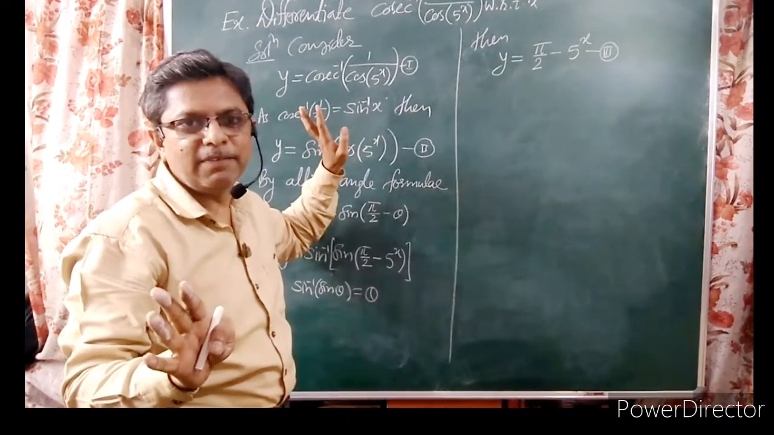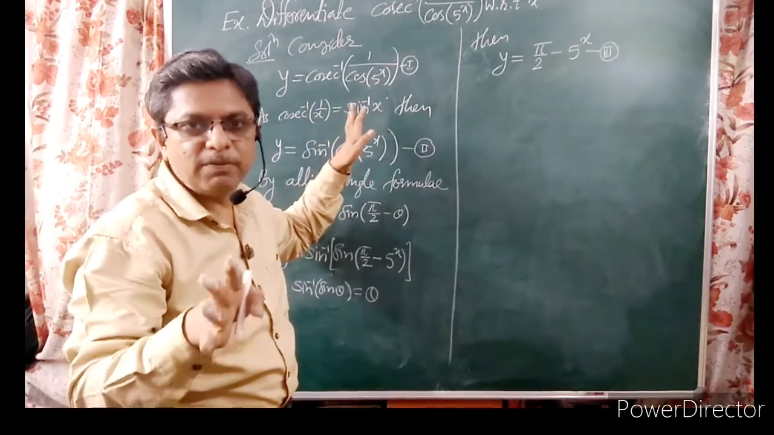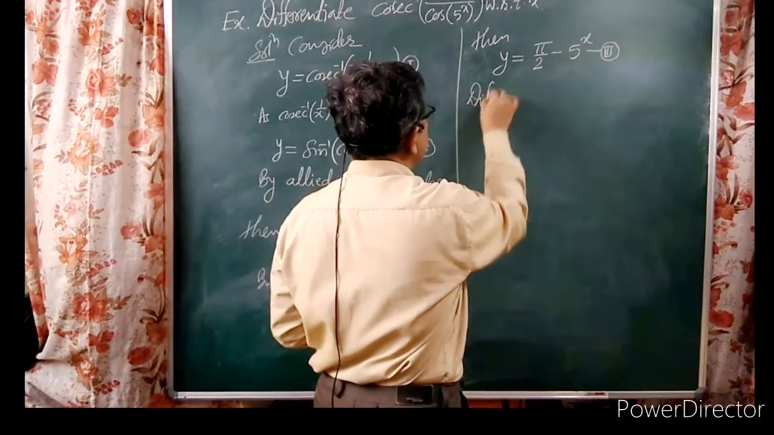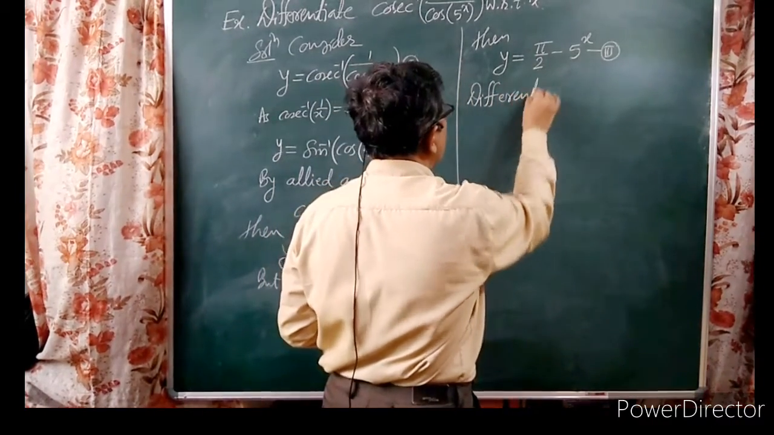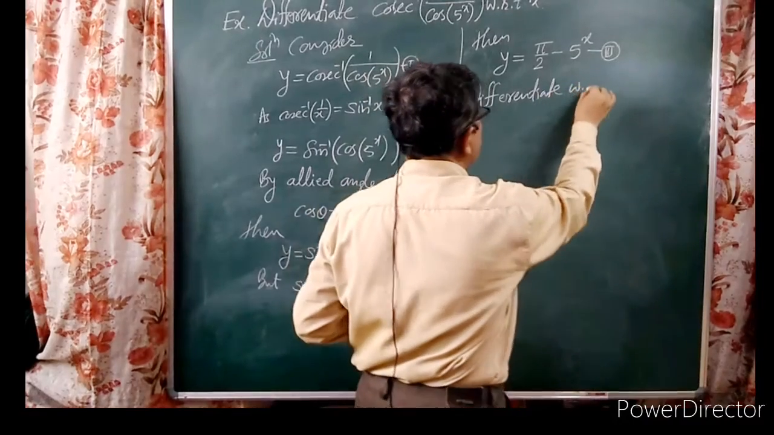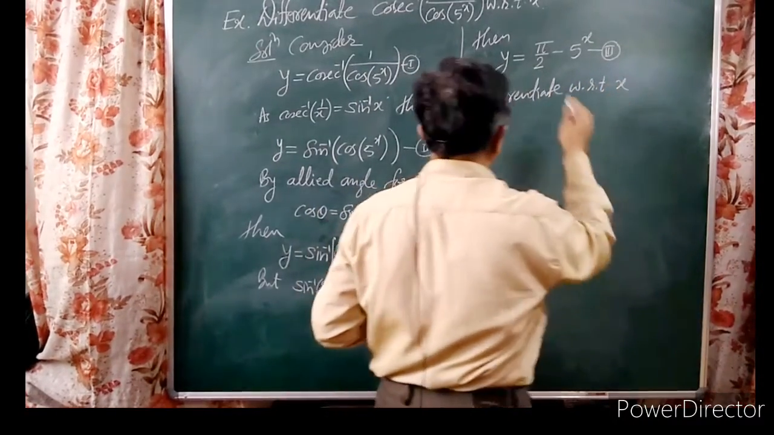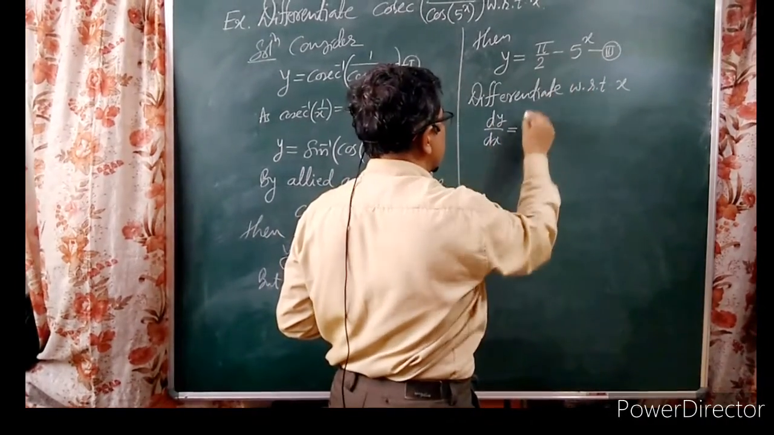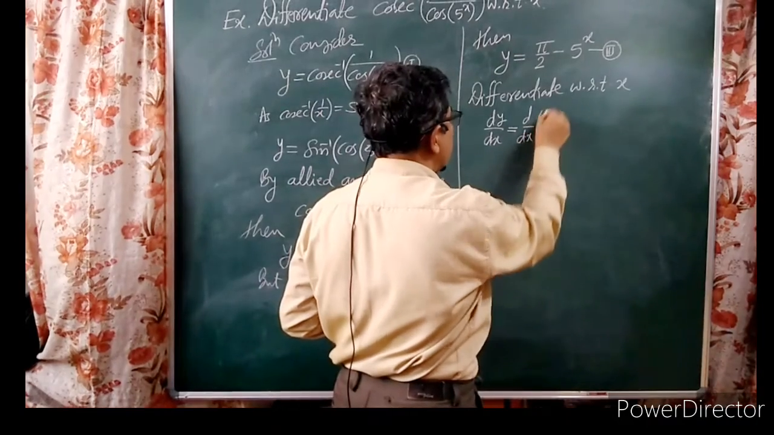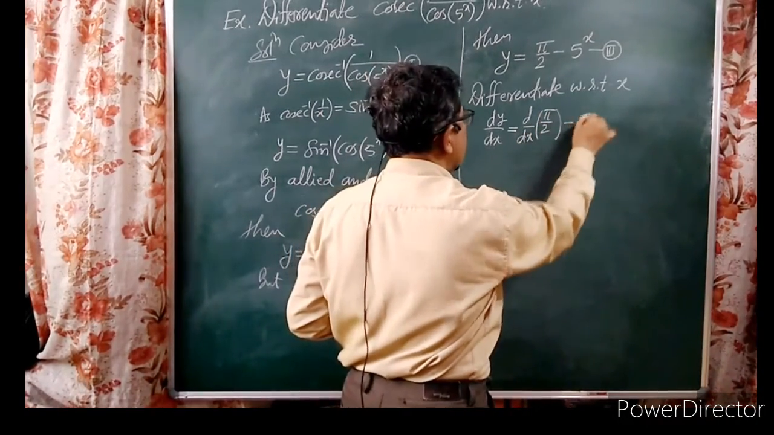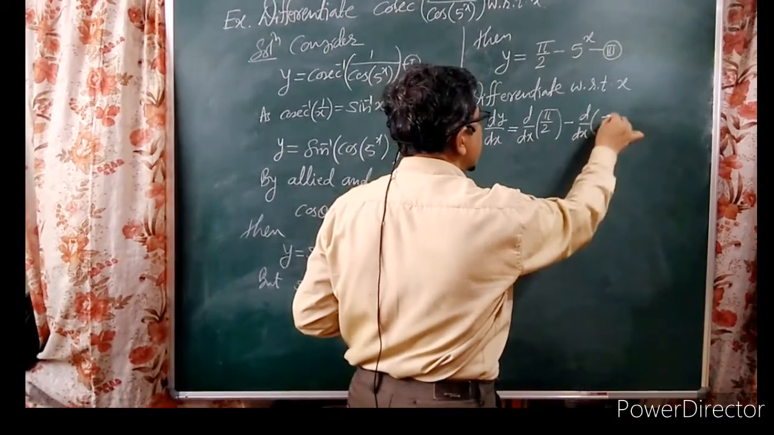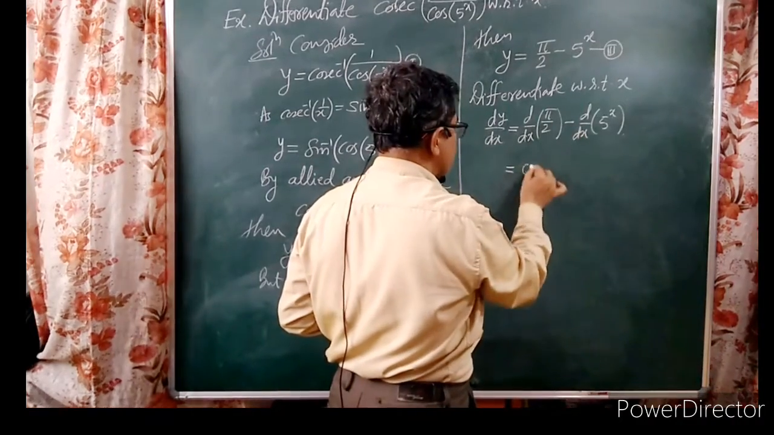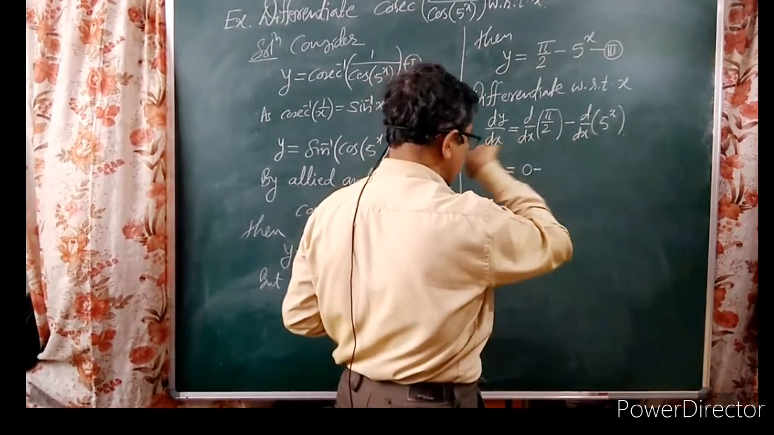Till now we have not gone for the derivative. We are working on the simplification only. Okay? So we'll now go for the derivative. Differentiate with respect to x. So we are getting dy by dx. On the right hand side we have a difference, so derivative of difference is equal to difference of derivatives. You may avoid this step and go for the next step directly. So this is the derivative of pi by 2. Pi by 2 is constant, so it is 0, minus the derivative of 5 raised to x.